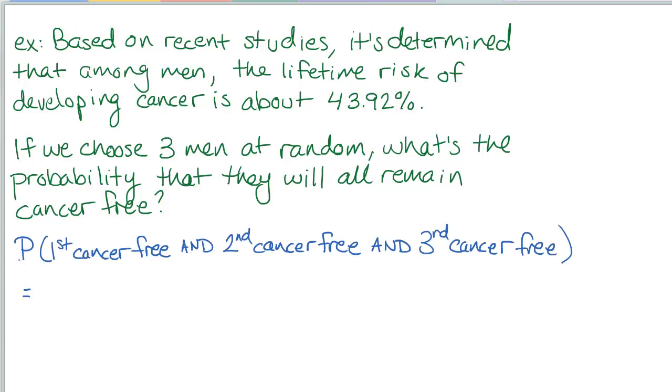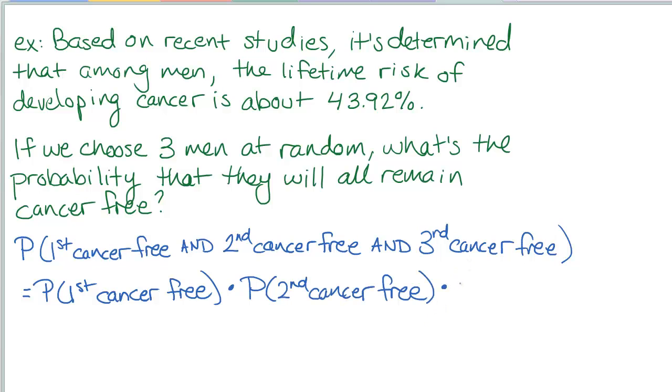And since this is an and probability, even though we have 3, we're going to do it the same way. We first treat the first person as a separate event. And then since we also want the second person to be cancer-free, we're going to do multiplication, times this next probability, and then again times the third. And of course you don't have to write them all out like this. I'm just trying to show what we're computing here.